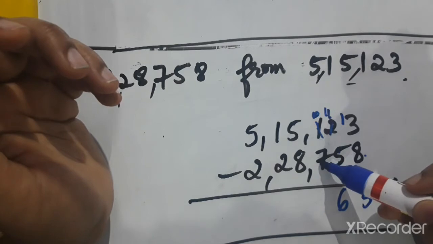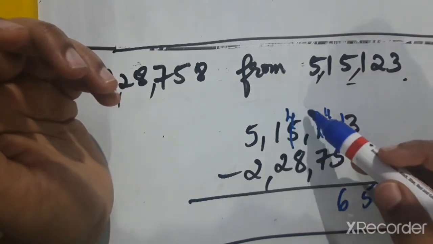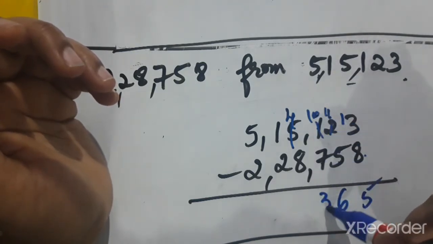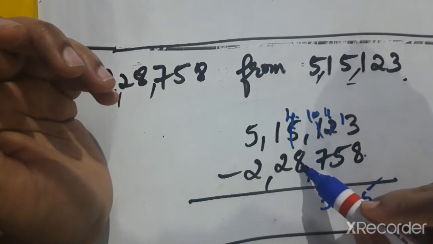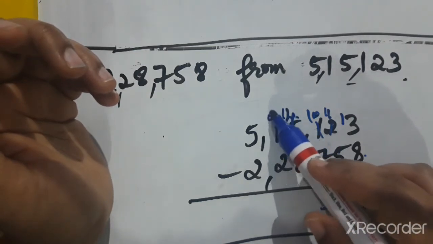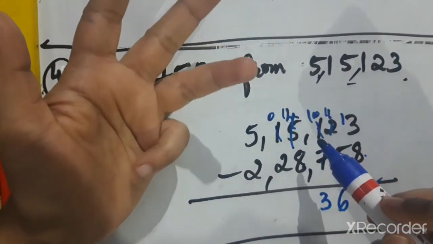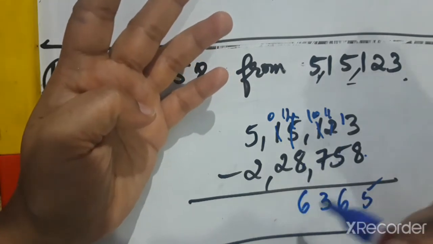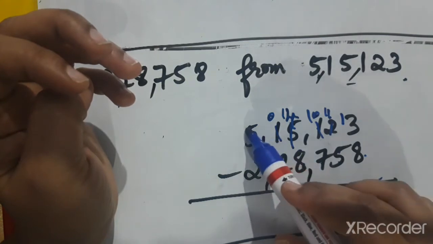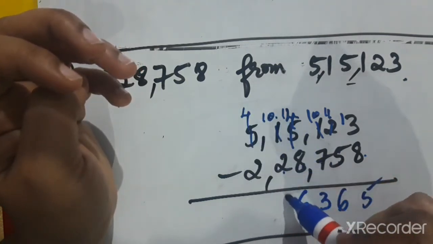Now 0 minus 7 we can't subtract, borrow 1 from the next number. Here this will become 4, and here 1, so 10. 10 minus 7 means 3. Now 4 minus 8 we can't subtract, borrow 1 from the next number. Here it will become 14, and this is 0. 14 minus 8 means 9, 10, 11, 12, 13, 14: 6. Now 0 minus 2 we can't subtract, borrow 1 from the next number. This will become 10, and this is now 4. 10 minus 2 is 8.